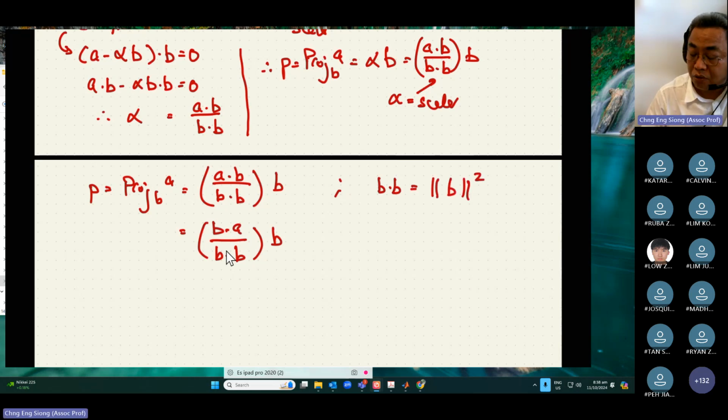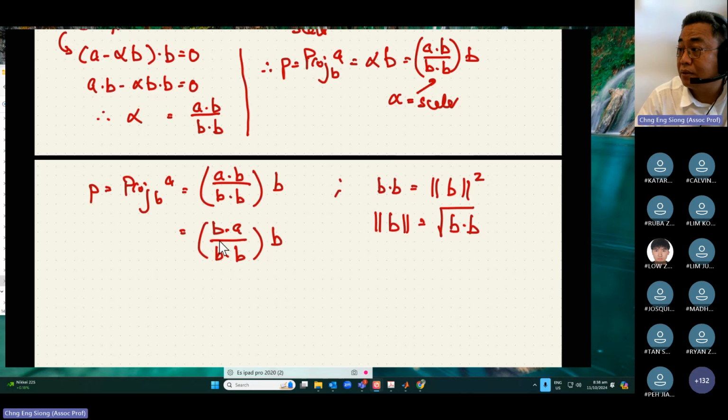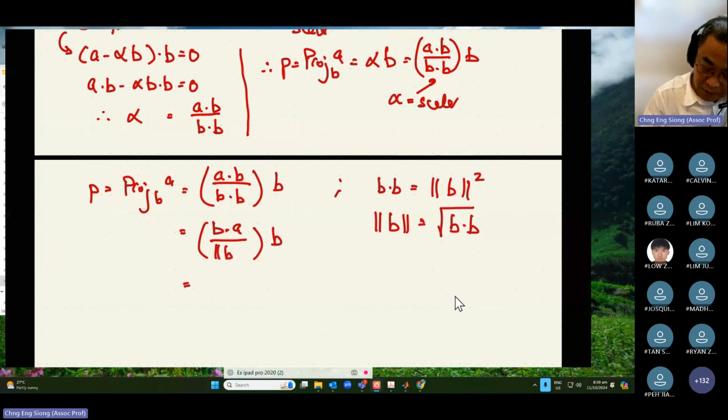Square. Remember the norm of B is equal to the square root of B dot B. Yes? Very good. So now I can write the third way. Now we write B square, right? And now, of course, B square is nothing but B, B.